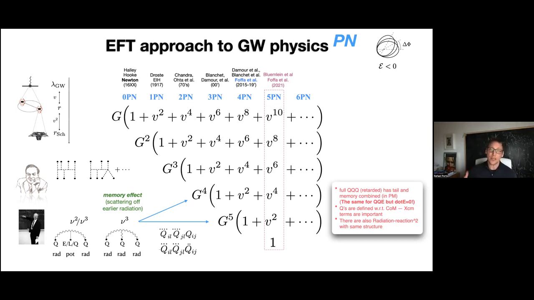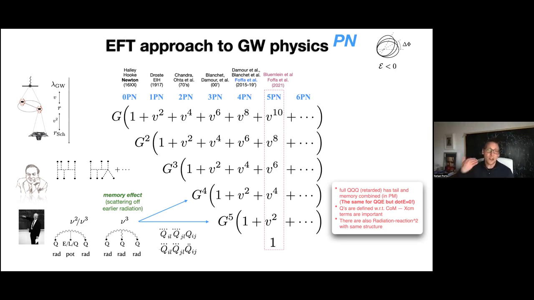What happens here is that we go to the next order, and then we have all these tail effects. You're scattering off the geometry, but the geometry now is sourced not only by the mass, not only by the energy, but also by the angular momentum. And in fact, it's also sourced by the whole series of multipoles. When you have this interaction with the background, then you start picking up higher orders, both in the PN expansion and also in the mass ratio. So in the expansion in the symmetric mass ratio, nu, we have tails at order nu squared, nu cubed, and so on.